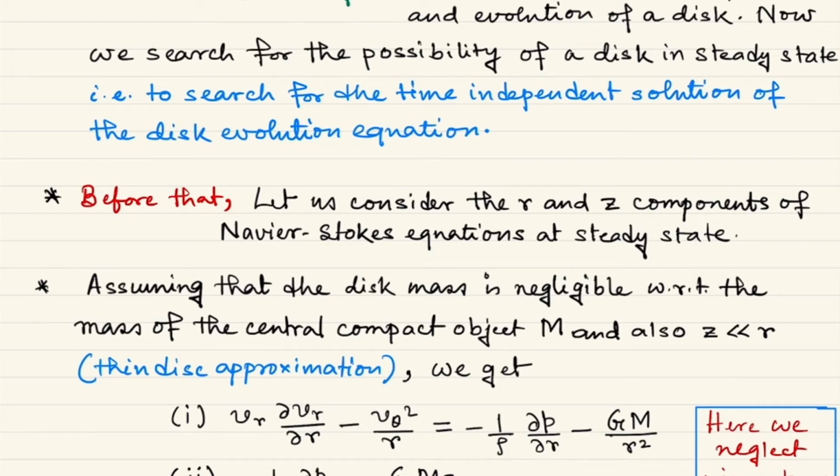VR times del VR del R minus V theta square by R is equal to minus 1 by rho del P del R minus GM by R square. Of course the del T term goes away. And also the Z component gives us simply this: minus 1 by rho del P del Z is equal to GMZ by R cube.